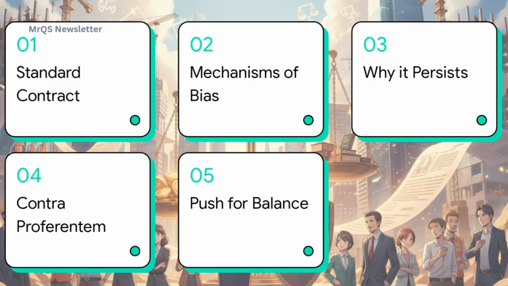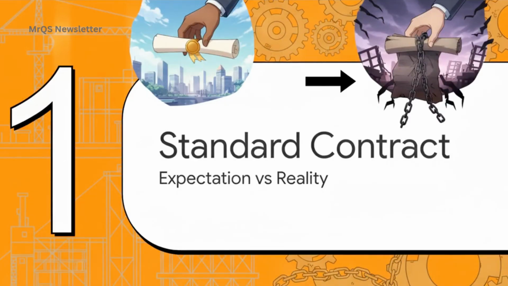Here's our agenda for today. First, we'll look at the standard contract illusion. Then, we'll break down the mechanisms of employer bias. After that, we'll figure out why this problem actually persists. Then, we'll introduce the Contra Proferentem defense. And finally, we'll look at the push for balance. Okay. Let's dive into this.